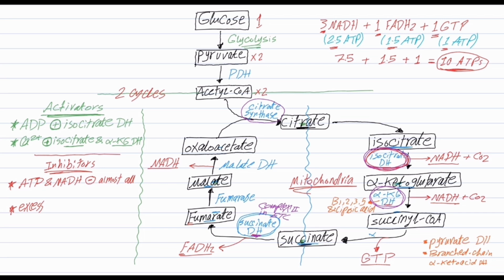So excess acetyl-CoA would inhibit pyruvate dehydrogenase. Excess citrate would inhibit citrate synthase. Excess succinyl-CoA would inhibit alpha-ketoglutarate dehydrogenase.